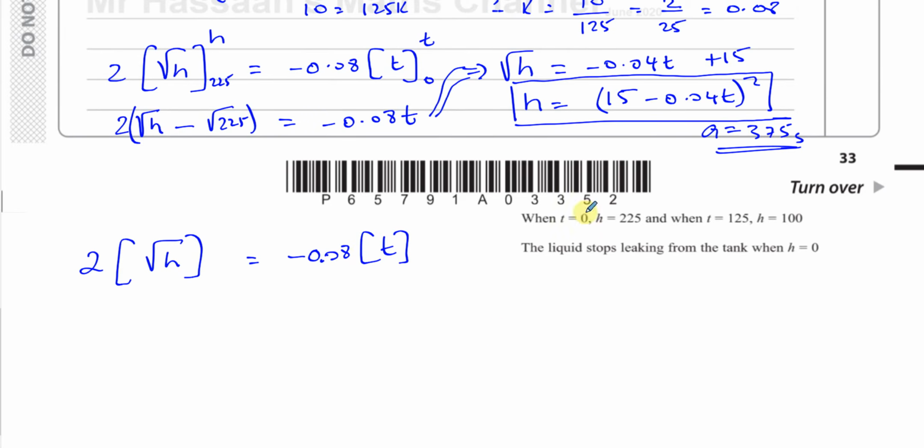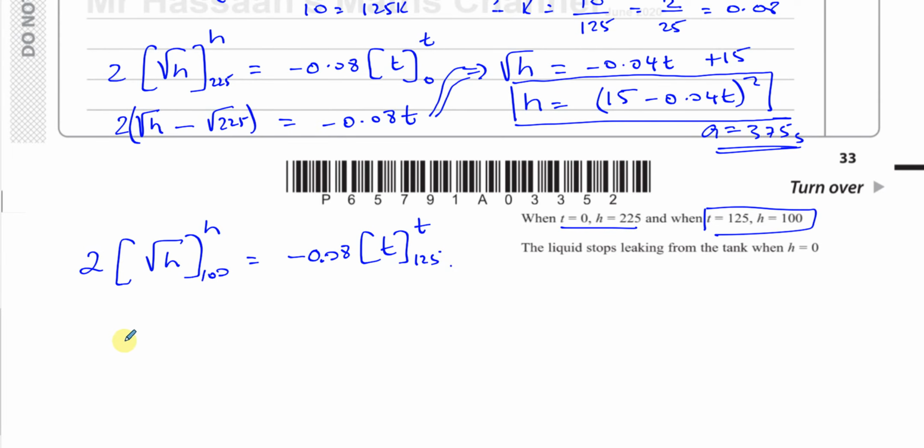And then instead of using 0 and 225, I'm going to put h and t on top, because I want to find h in terms of t. So I have to put h and t on top. Then I use these two, the first time. Let me use these two and show we get the same answer. So instead of h, in the h part, I'll put 100, and what corresponds to that time is 125. Now let me put this in.